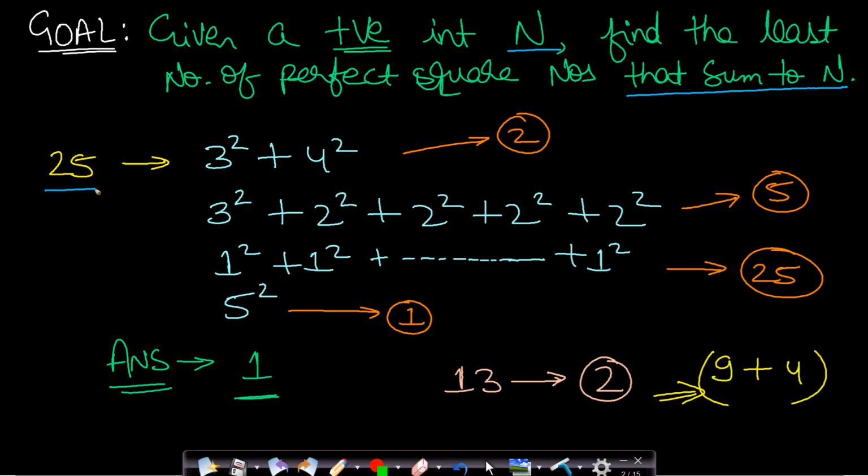So let us say our number n is 25. Then this can be divided into perfect square sums as 3 square plus 4 square, which is two perfect square sums. So this is 2. Now it can also be divided like 3 square plus 2 square 4 times, so you are using 5 perfect square sums, therefore it will be 5. And you can also divide it like 1 square plus 1 square 25 times, so it will be 25. And also you can write it as 5 square, which is just a single perfect square. So in this case I have shown 4 different combinations possible.